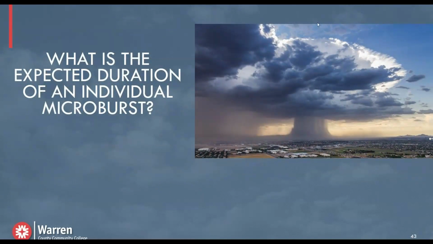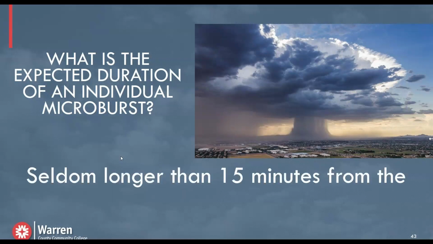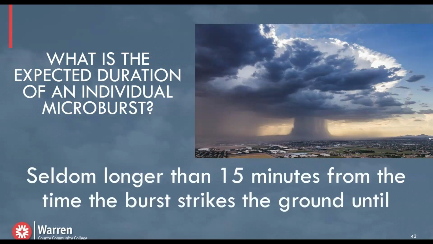Here's a picture of a microburst. And you've seen these, maybe not quite like this one. You probably have to live in the Midwest, in the flatter parts of the country, to see something like this from such a distance. What is the expected duration of an individual microburst? And we went over this before. It's seldom longer than 15 minutes from the time the burst strikes the ground until it is over. So in other words, until we get to that dissipating stage. So that's a fast storm. So keep that in mind.